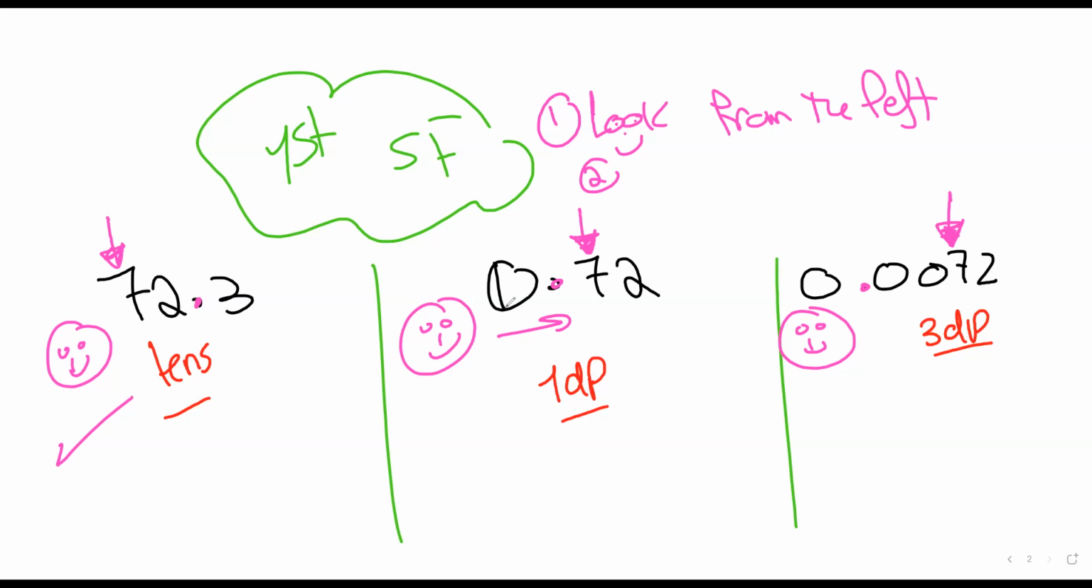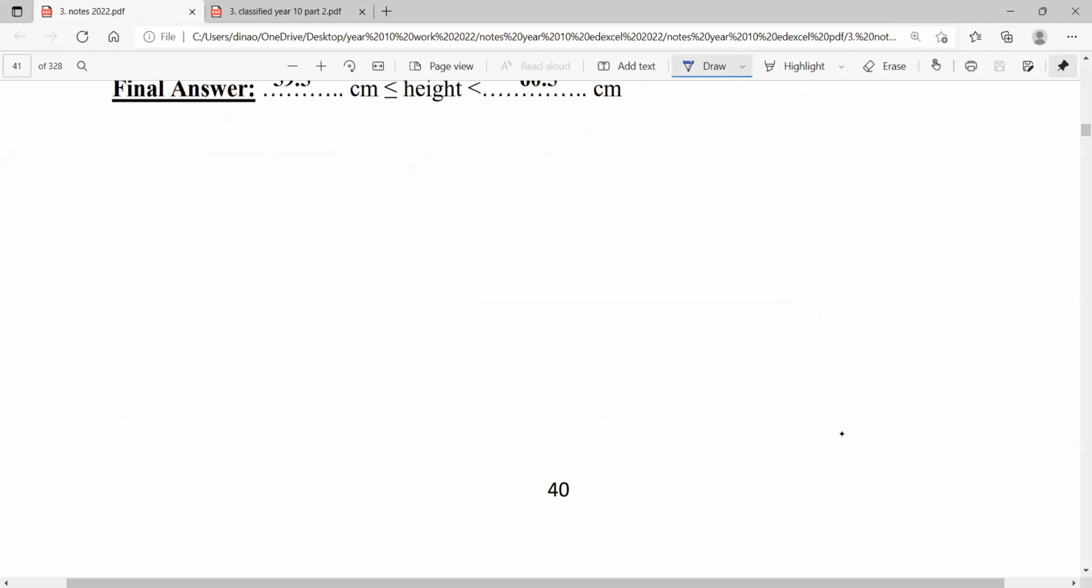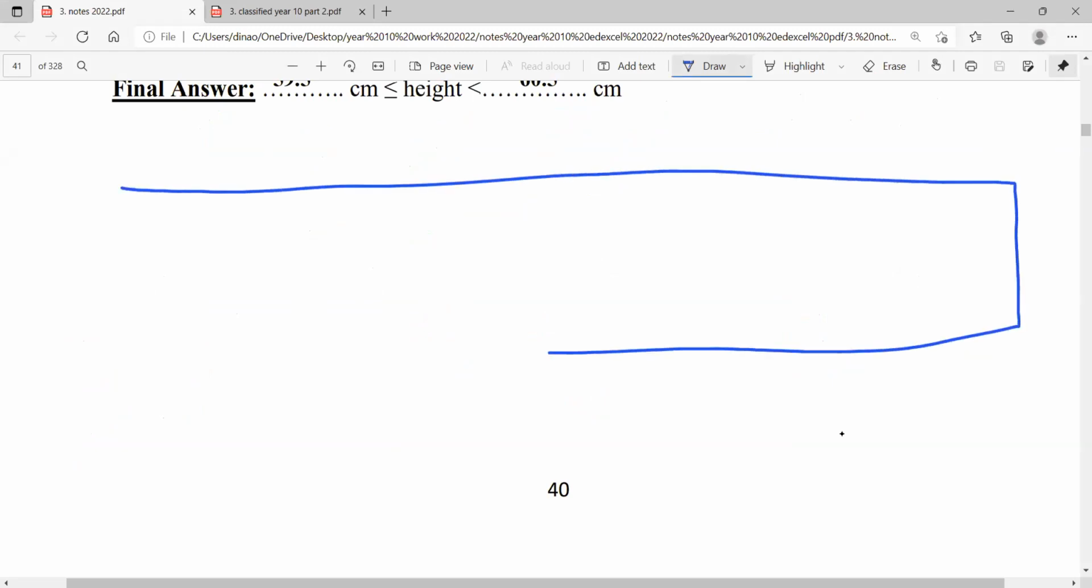ودي تاني حاجة محتاجة إن أنتوا تعرفوها. How would you determine the position of the first significant figure؟ دلوقتي بقى I want you to go to the notes and I want you to go to this page over here, page number 40. If you wish to draw this table, okay. If not, then you don't have to.